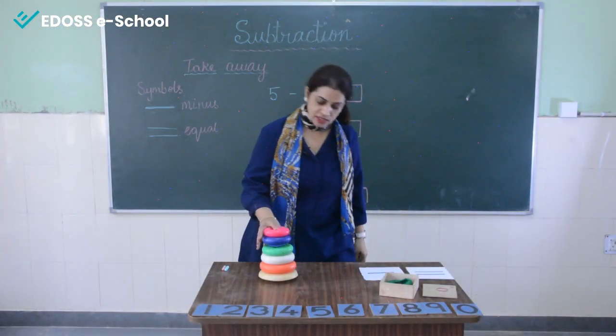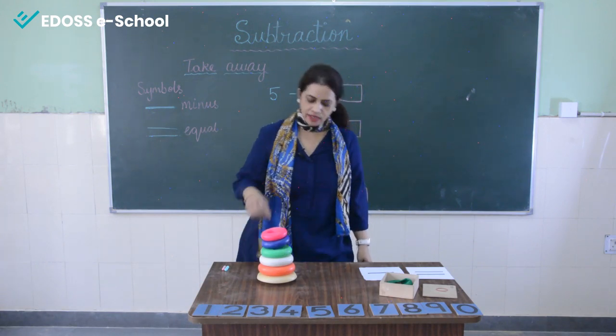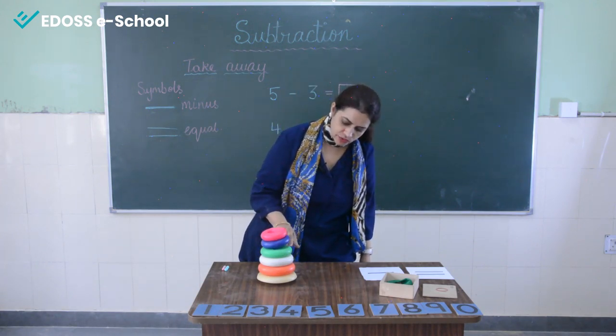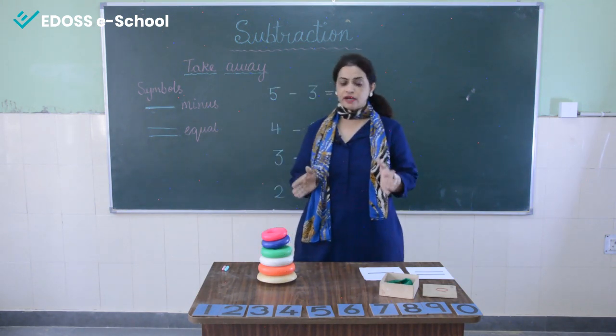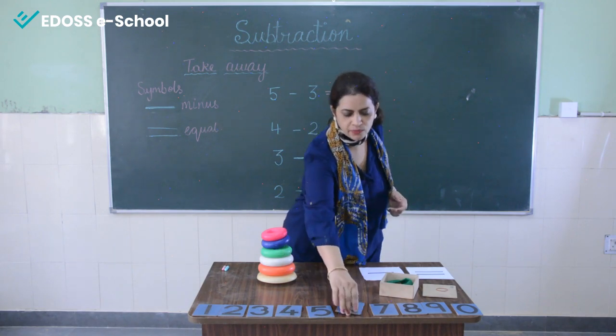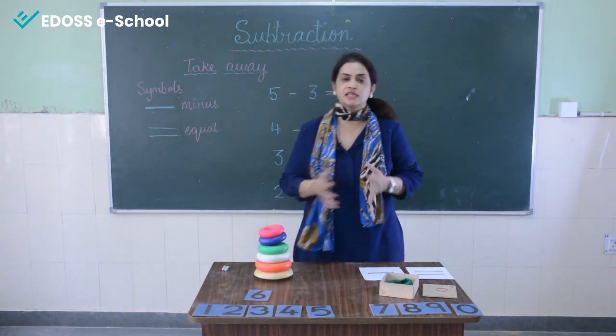Okay, now can you see some stock of rings? Let me count how many rings there are. 1, 2, 3, 4, 5 and 6. So here there are 6 rings. I will put this 6 here. So we have altogether 6 rings.